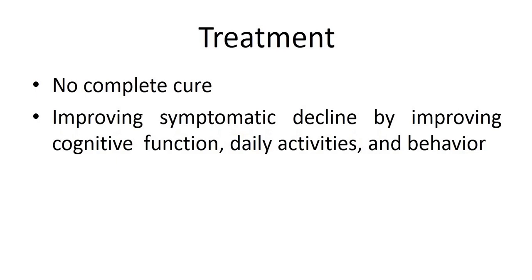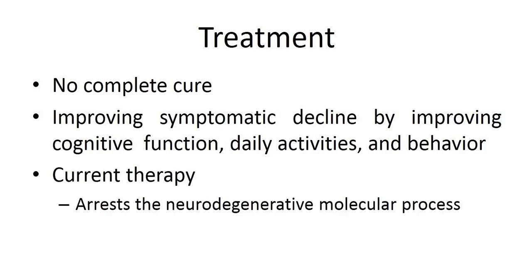First of all, let's be a little depressed by learning that there is no complete cure for Alzheimer's. There is no permanent cure for Alzheimer's. You can improve the symptomatic decline by improving cognitive function. You can improve daily activities and behavior. Some of the current therapies are: one, you can arrest the neurodegenerative molecular process. So, lots of research is needed for current therapy.